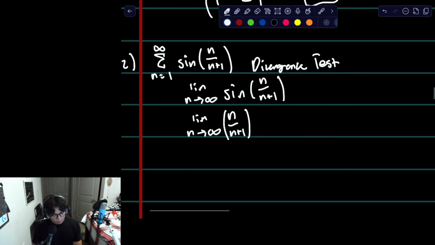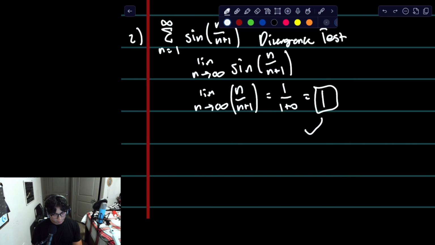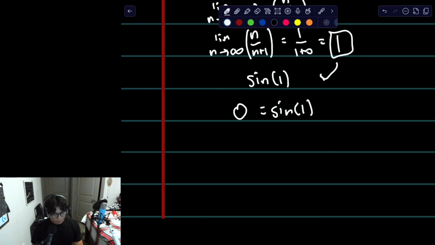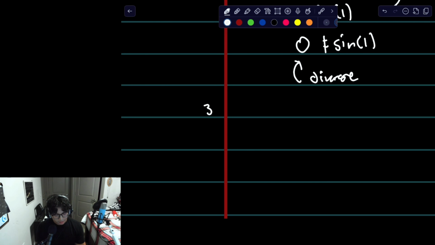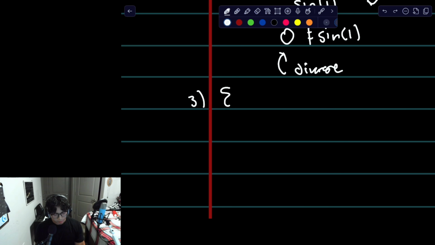And you can always use L'Hopital's rule, which just ends up being the derivative of the numerator, which is 1, over the derivative of the denominator, which is just 1 plus 0, which eventually becomes 1. So then if you plug that 1 into the sine, you just get sine of 1. And since that does not equal 0, this will diverge. But again, if it did equal 0, you would have to do a different test, like the integral test, which is our number 3. So we are taking the infinite series, starting at 2, of 1 over k times the ln of k.